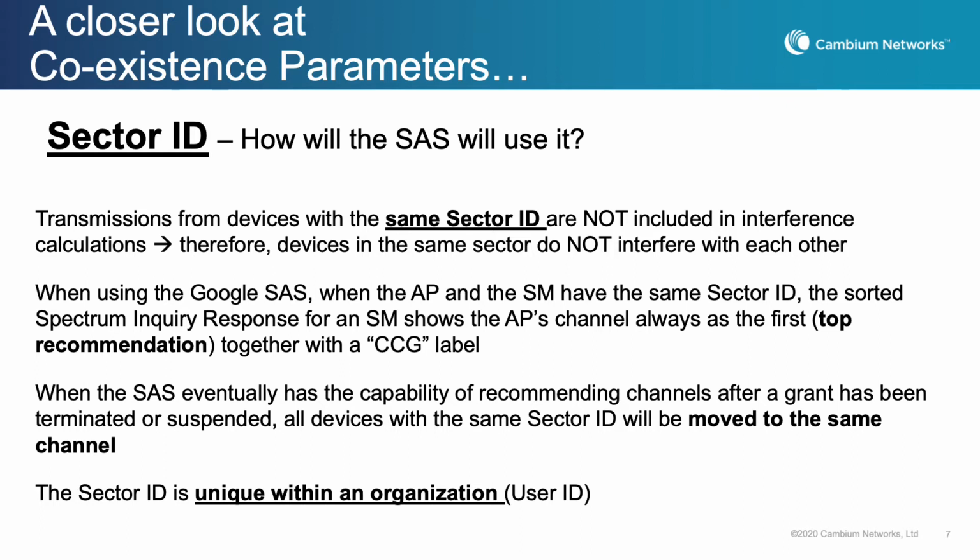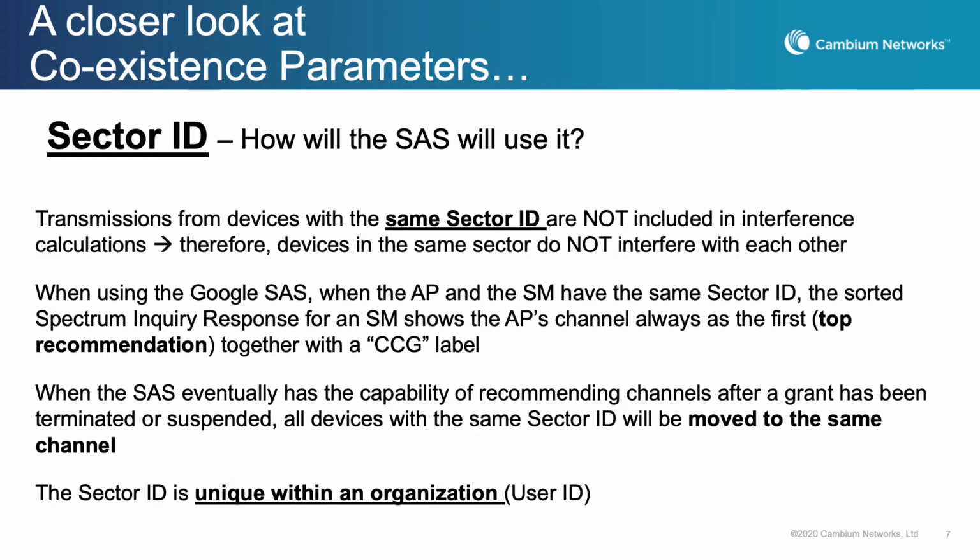At one point in the future, the SaaS will also support a feature where it will be able to recommend an alternate channel if a grant is suspended or terminated. This is one case where the sector ID will be used, because the SaaS will try to keep all devices with the same sector ID together as a group, moving them from the original channel to the new channel. This is not supported yet, but if all the information is already gathered at the SaaS, once they enable the feature, they already know which devices need to be moved together.